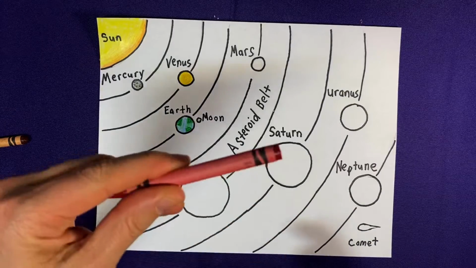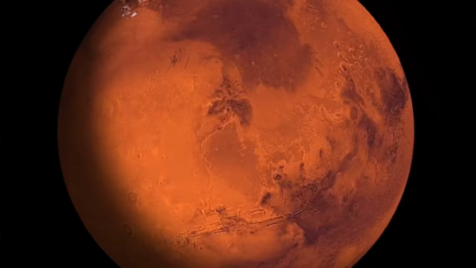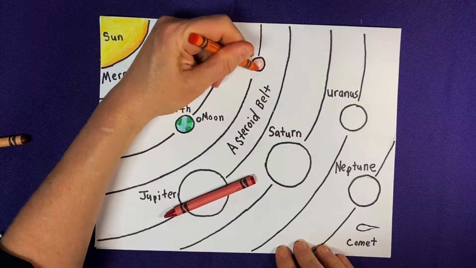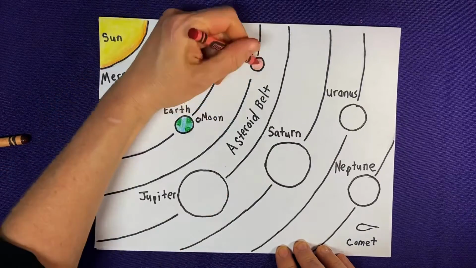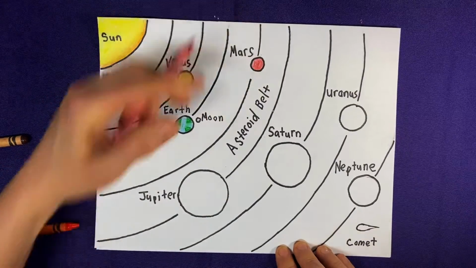Mars is our red planet. It's kind of an orangey red color, so I'm going to mix orange and red together. Mars is the second smallest planet in our solar system.